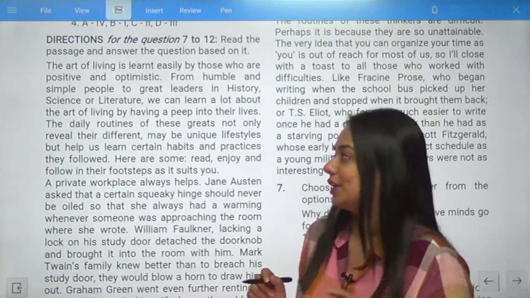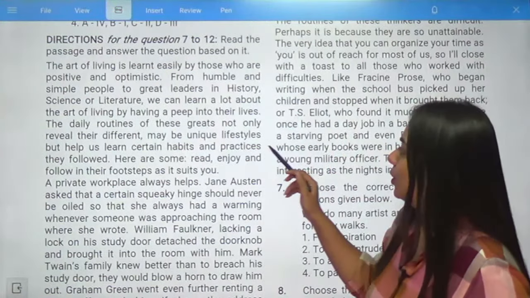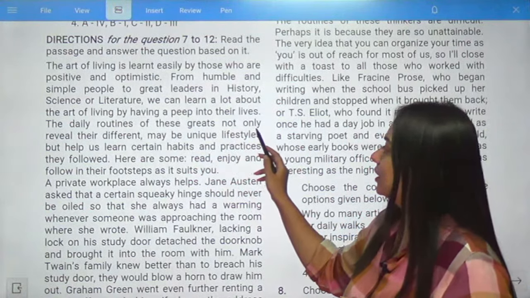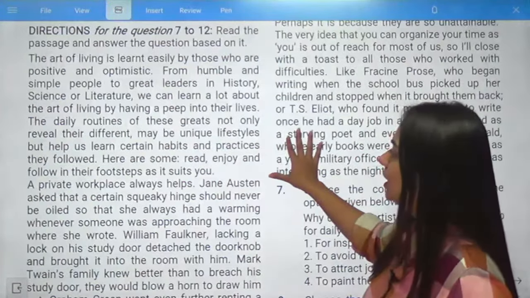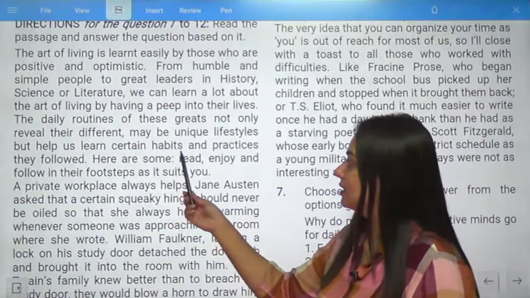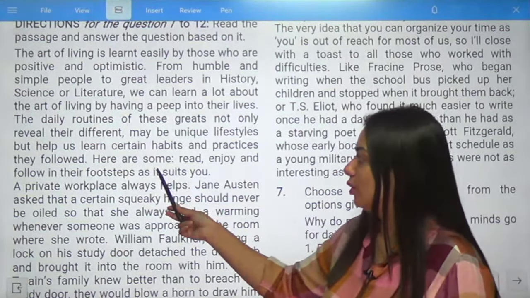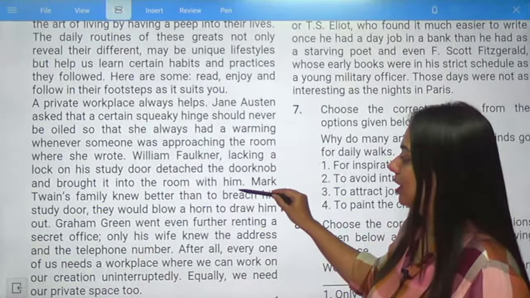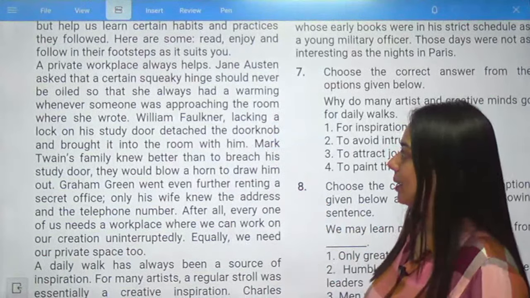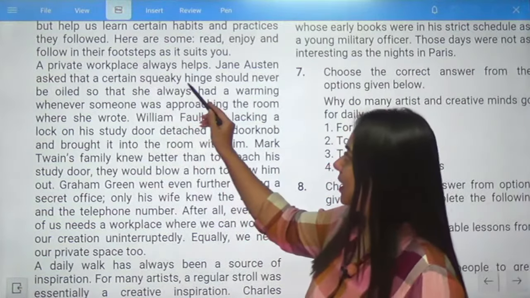हमें कैसे जीना चाहिए. So the daily routines of these greats not only reveal their different, maybe unique lifestyle, but help us learn certain habits and practices they followed. So here are some of the examples. Let's read it कि author ने हमें कौन सी great personalities के example दिए. A private workplace always helps.